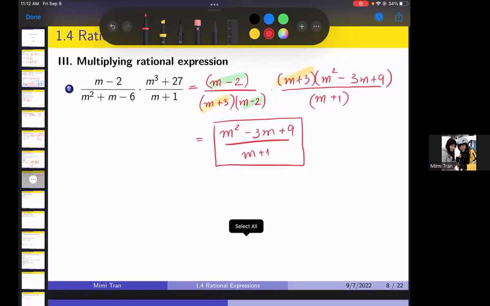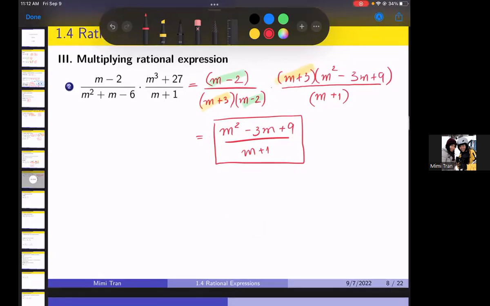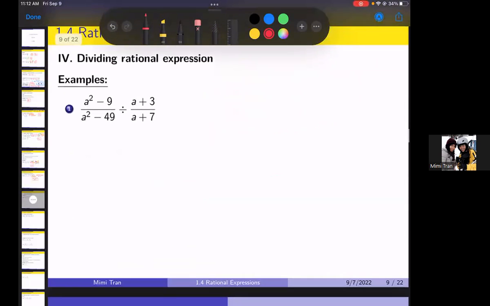All right, back to math. Dividing, we did multiplying, now dividing rational expression. The only difference is all you have to do is what? It's pretty much the same. The only difference is just remember to flip.